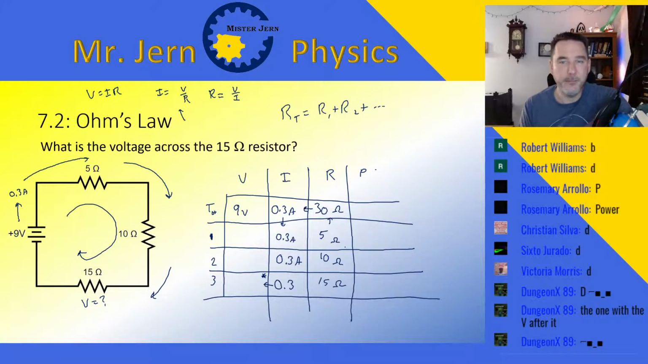Now I can figure out the voltage through the 15 ohm resistor, because voltage is V equals I times R. So if I take 15 times 0.3, the voltage is 4.5 volts. So that's going to be my answer.